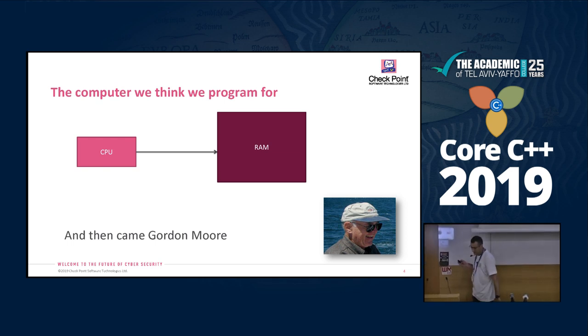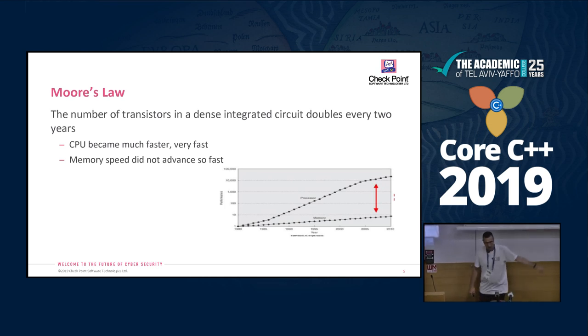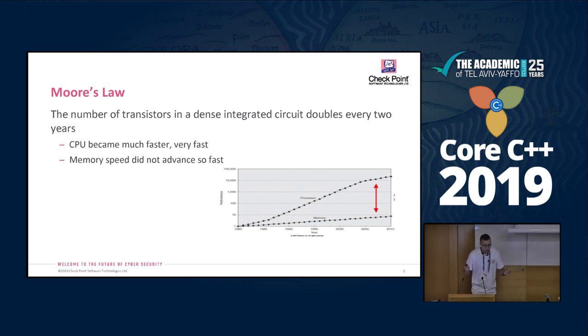And then came Gordon Moore, whom we all know from Moore's Law. What Moore's Law says is that the density of transistors in an integrated circuit doubles itself every 2 years, which basically means that the CPU becomes much, much faster. Unfortunately, the memory did not advance so much and so fast. What we see on the diagram on the left is the gap that started to build between the speed of the CPU and the speed of the memory. So if each instruction takes one tick to execute, and each memory fetch takes 200 cycles, remember we have only one memory.